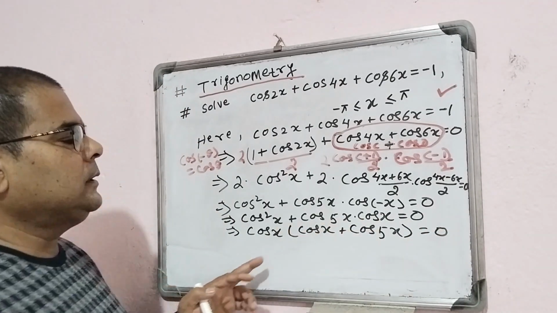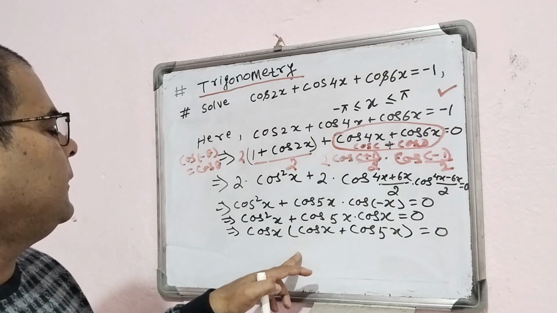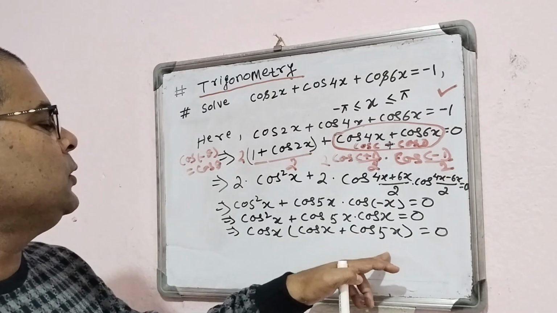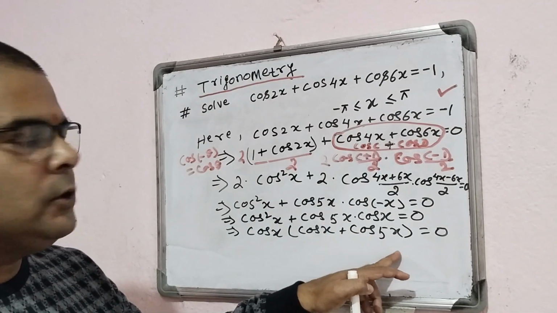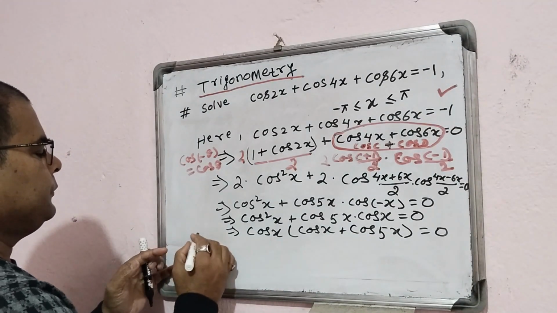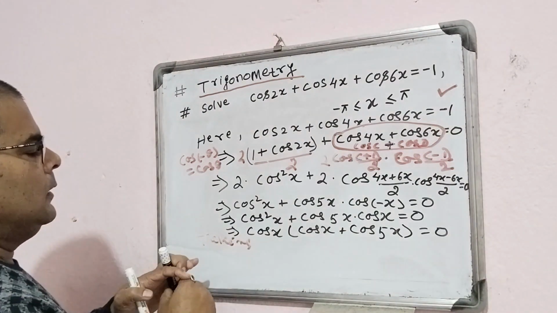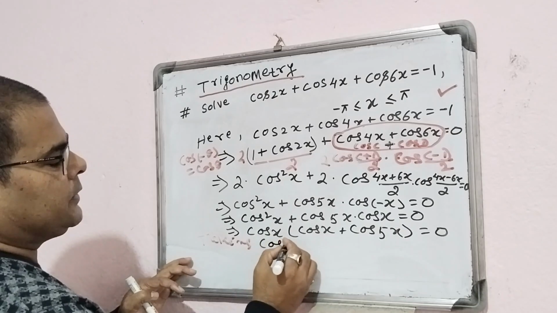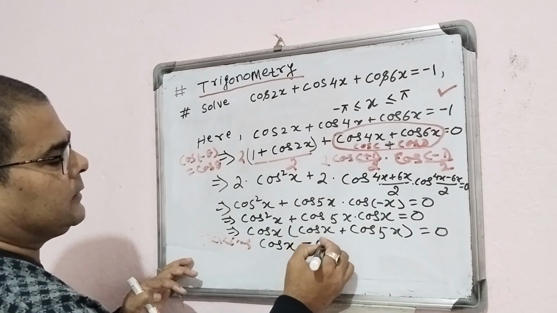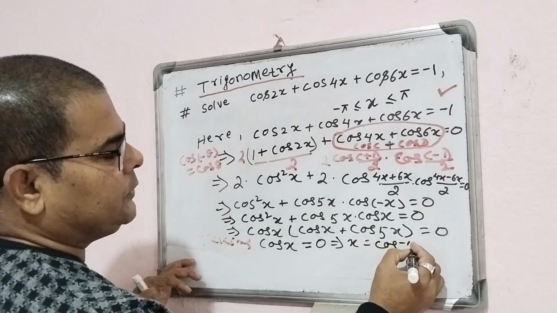And then you can see that this is an equation in factor form. That means either cos x is 0 or cos 5x is 0 or both are 0. So in this case, taking cos x equal to 0, you can see that x equals cos inverse of 0.